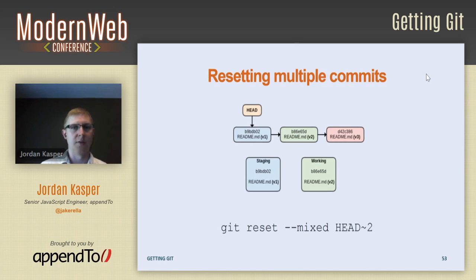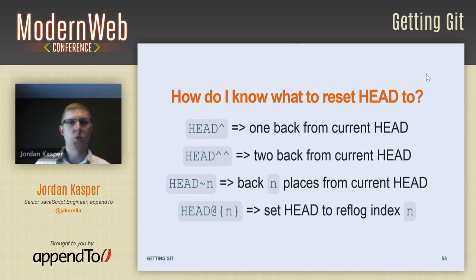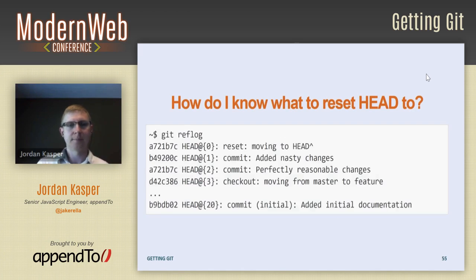And you can actually do a lot of different versions. So the caret sign is 1 back, but you can actually do multiple carets and it'll move it back 1, 2, 3, whatever positions. You can use the tilde with a number, and that number is how many places back you want to move the HEAD reference. And then you can actually use HEAD@ with the curly braces and a number to go to a reflog index. So what do I mean by a reflog index? Well, we saw the reflog earlier. Let's take another look at that.